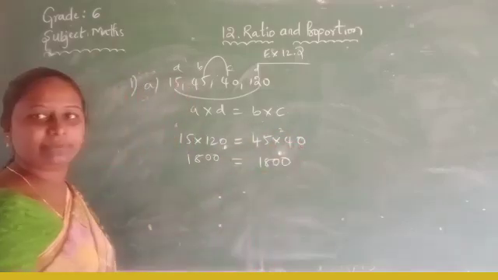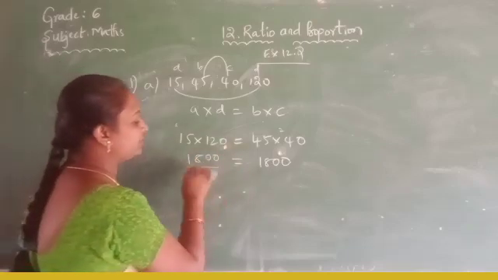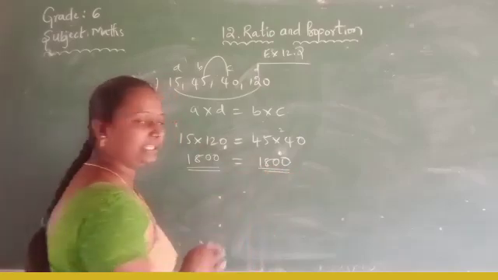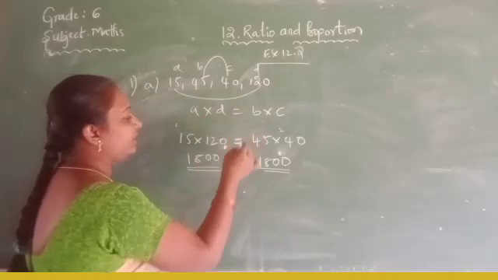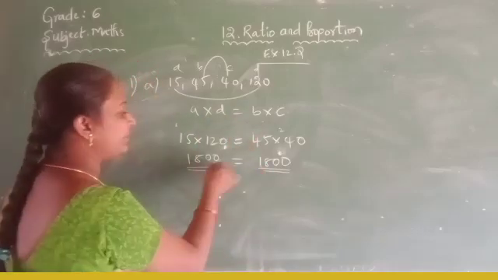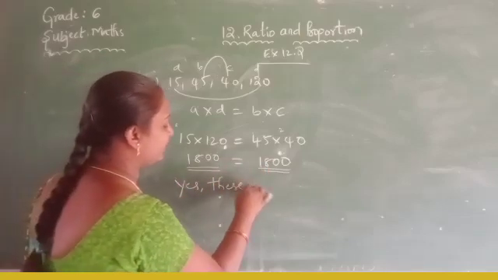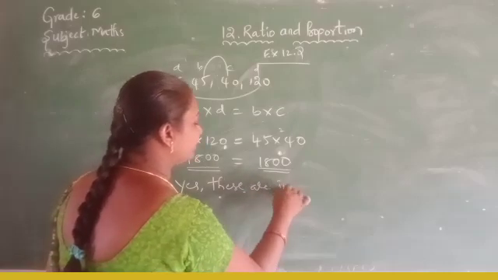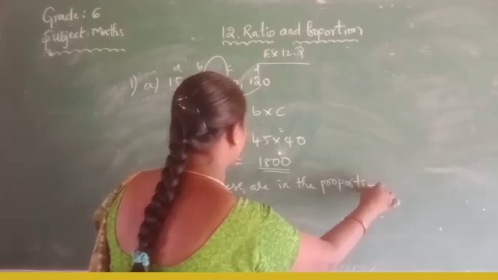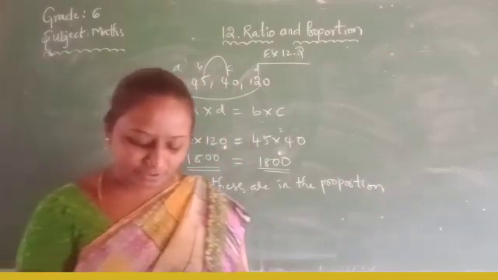Same problem now. Last time we got the same value, here also we got the same. That means both sides are equal. Left hand side, right hand side, both are equal. If the ratios are equal, we can say that the ratios are in the proportion. Now tell me, are these two in the proportion or not? Yes, these are in the proportion. So like that you can determine the remaining all.